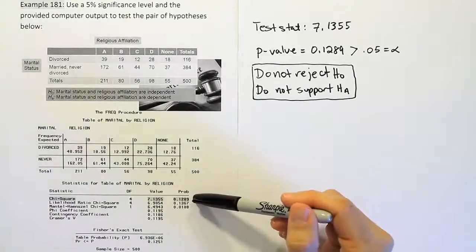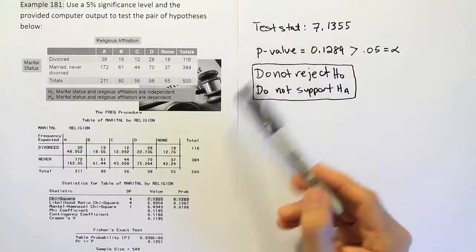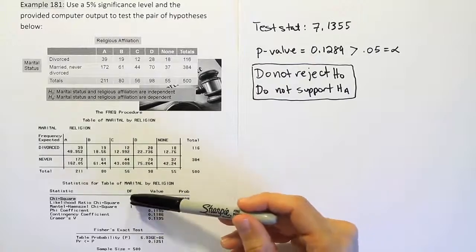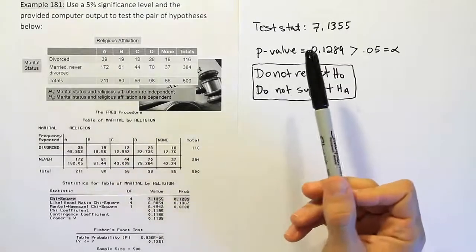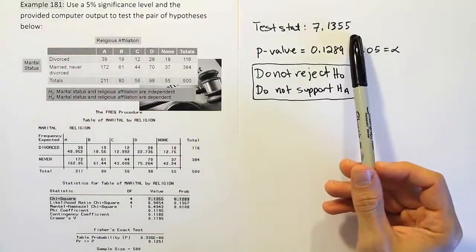So you can see how nice it is to have the computer output, right? They provide the p-value so we don't even have to go look up a critical value. If you did want to look up a critical value, though, you have that degrees of freedom 4. You can use that along with the alpha of 5% to get your critical value. You can compare it against this test stat.